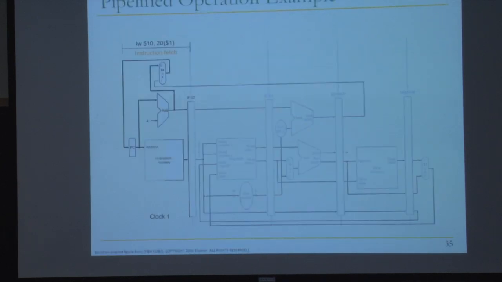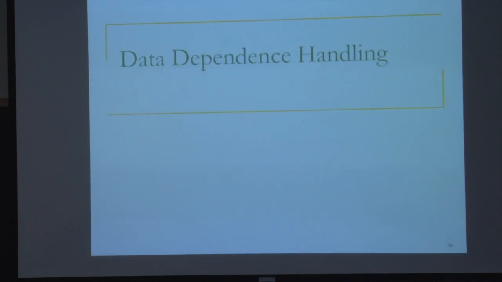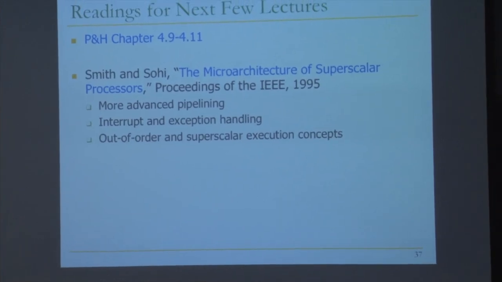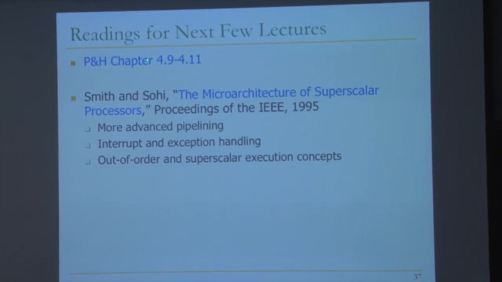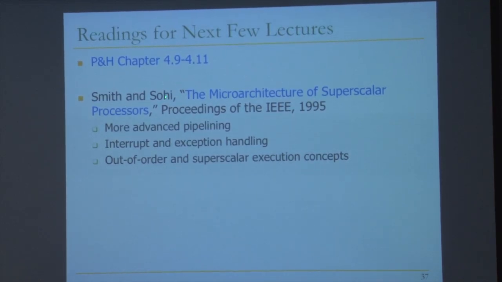OK, we've talked about data dependencies. Now let's take a look at how we can handle them. So I'm going to give you some readings. These are actually readings for the next few lectures, Patterson and Hennessy chapter, and this relatively old now article about the microarchitecture of superscalar processors. This not only covers data dependencies, but it also talks about more advanced pipelining, interrupt and exception handling, out-of-order and superscalar execution concepts that we're going to cover later on.